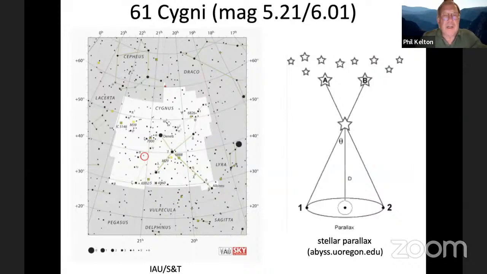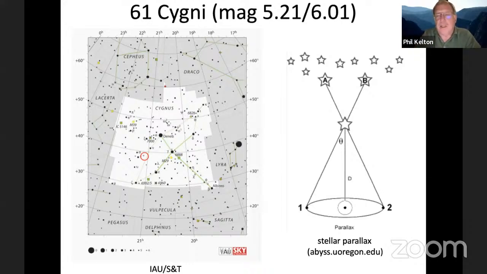Okay, my third one in Cygnus is 61 Cygni. On the left is an illustration from Sky and Telescope, and 61 Cygni is not too far from Deneb and the Veil Nebula. It's one of the closer stars, about 11 light years away. And one of its claims to fame is it was the first star to have its distance measured by the technique of stellar parallax.